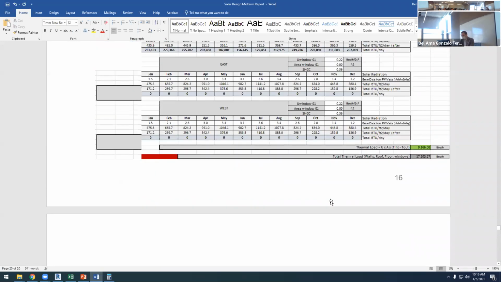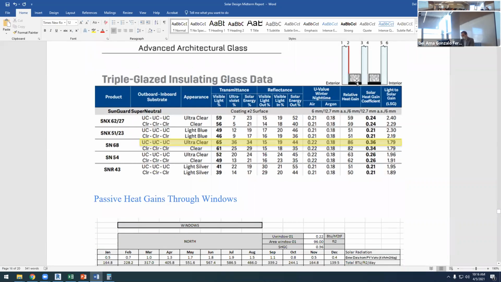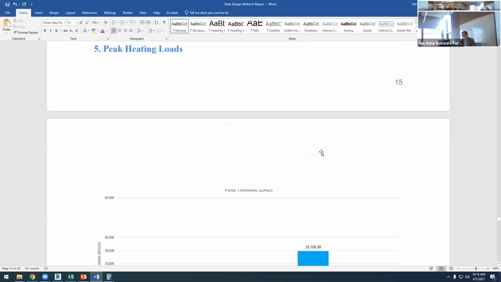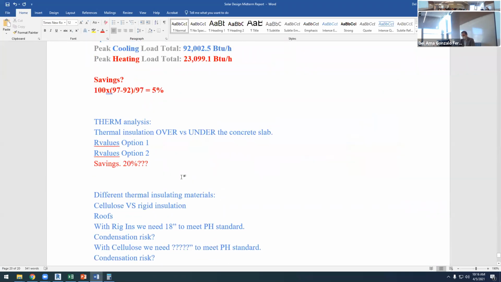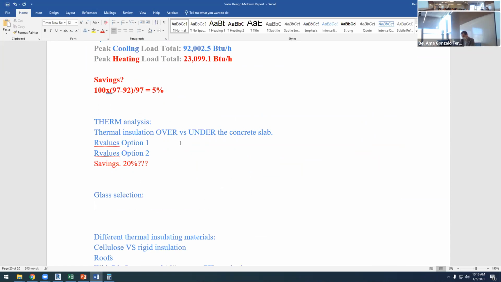So this is the THERM analysis. And yeah, you have the triple glazing. I would need this because this is the thermal load through windows with the triple glazing. I would need the last selection, double versus triple glazing and savings.